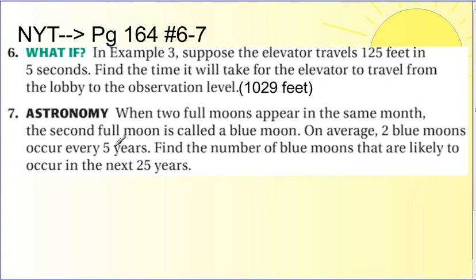And number 7 says, when two full moons appear in the same month, the second full moon is called the blue moon. On average, two blue moons occur every 5 years. Find the number of blue moons that are likely to occur in the next 25 years. So for both problems, set up a proportion, cross multiply, solve. When you're ready to continue, hit play.